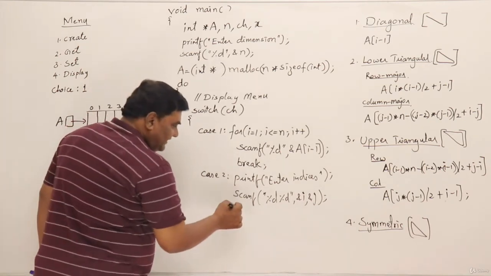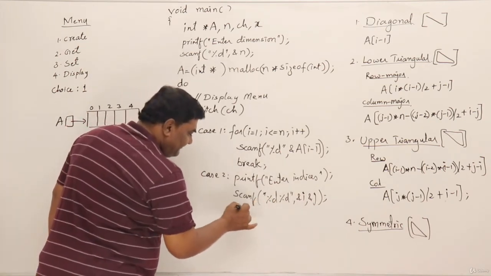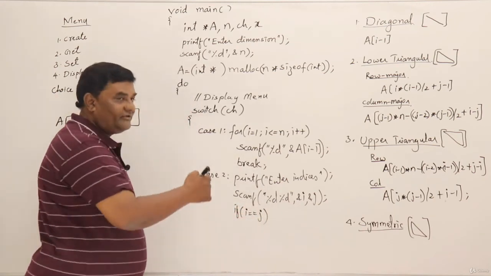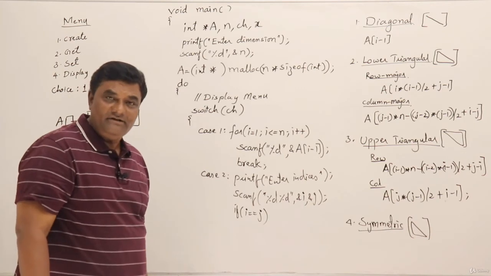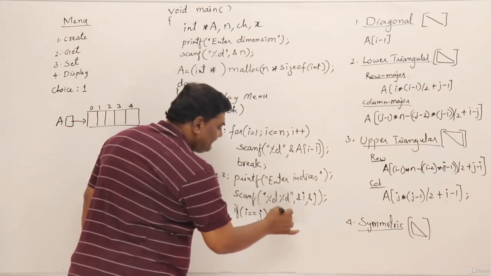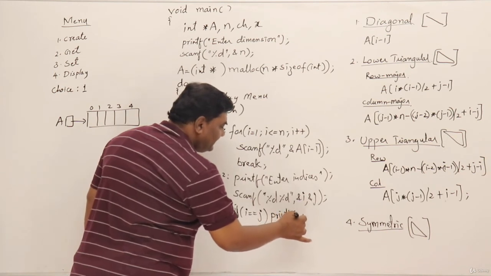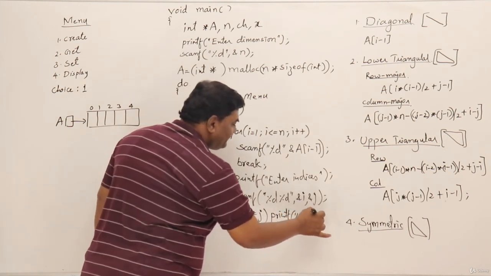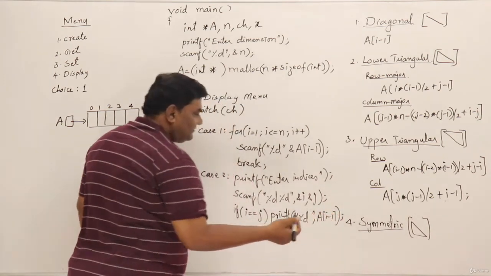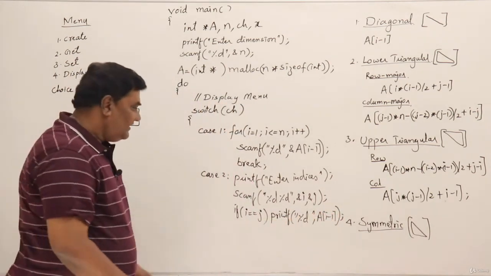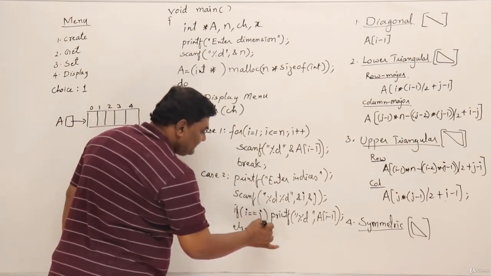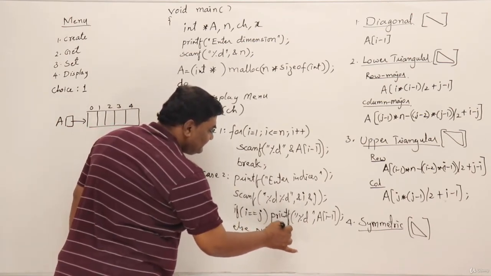Then after reading this one, if I is equal to j, then for this there is a non-zero element available. So in the same line I will say printf percentile d. Which element I should print? I should print an element from I minus 1. That's it. Else that element is 0. So I will print just 0.